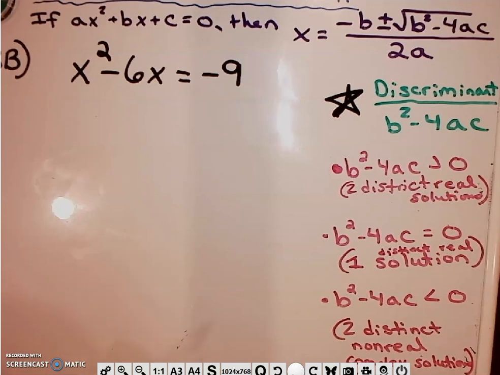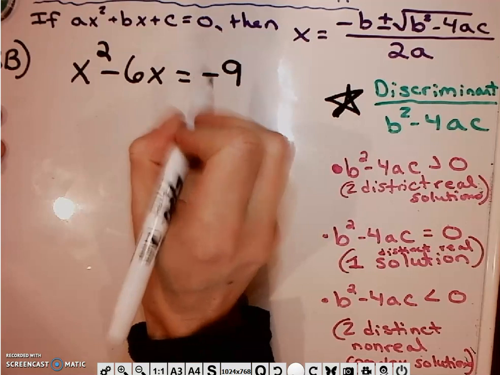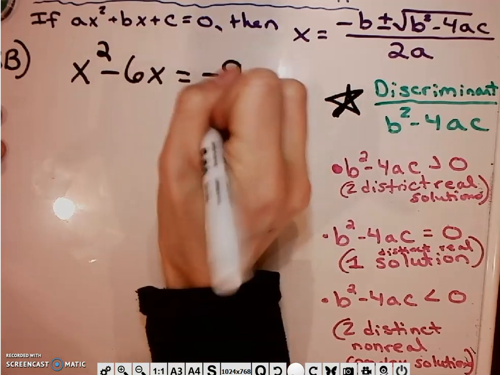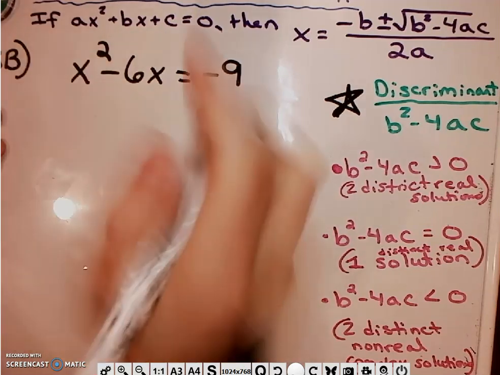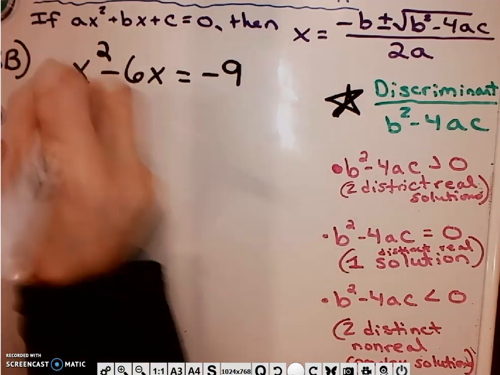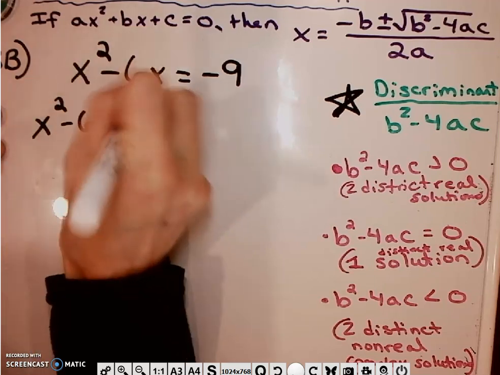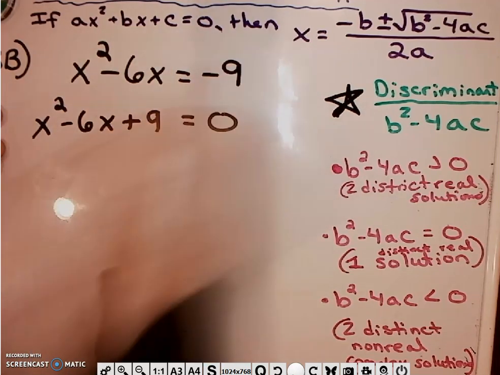Now moving along to example 3b. Here I have x squared minus 6x equals -9. Again, I'm trying to find the discriminant, and then I want to know the number of possible solutions for this quadratic function. The first thing I want to do is put it into standard form. So this -9 needs to go to the other side, and I'm adding 9 to both sides. I want this function to equal 0, so I'm going to rewrite my function as x squared minus 6x plus 9 equals 0.